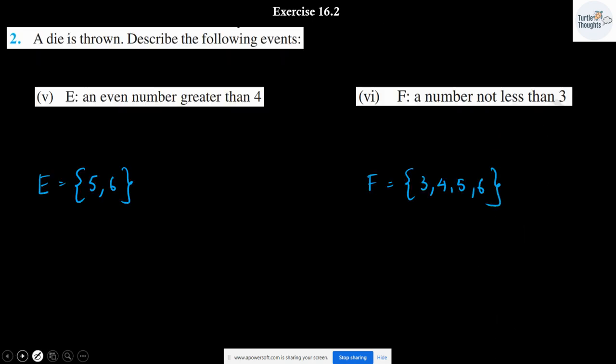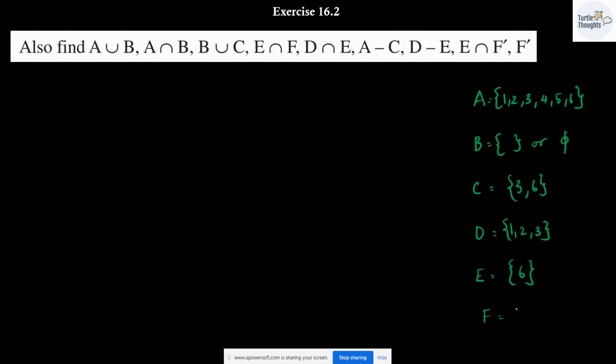F was a number not less than 3: 3, 4, 5, and 6. So I have got the value of A, B, C, D, E, and F.